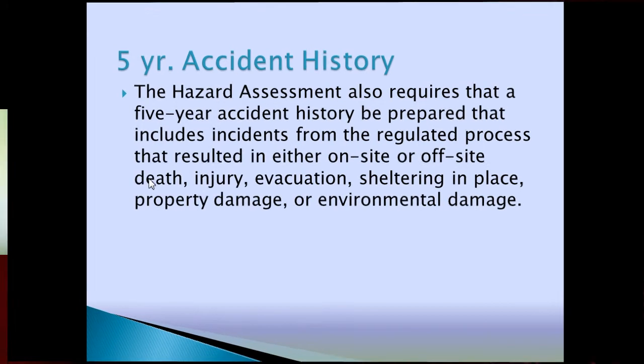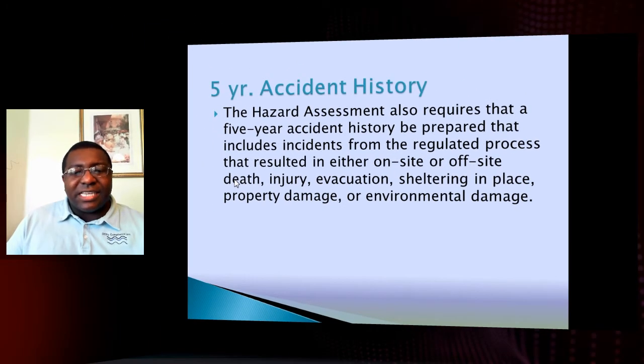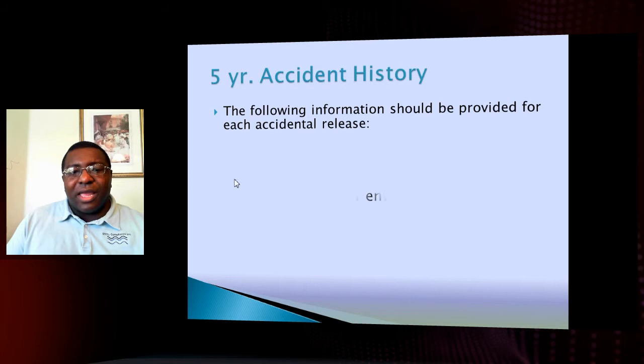Another component is your 5-year accident history. You have to have some sort of 5-year history of accidents in your risk management plan. So you're doing a hazard assessment, and any of that history has to go in that plan. And it's the on or off site, if there's a death, an injury, evacuation, sheltering in place, property damage, environmental impact or damage, that's all in your history. So the following information should be provided for each accidental release.